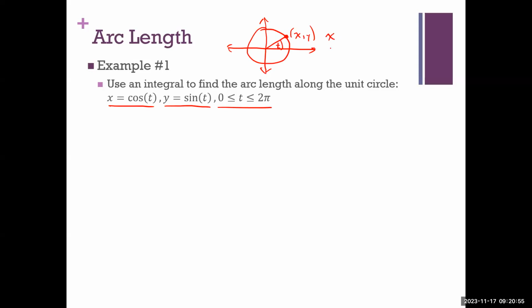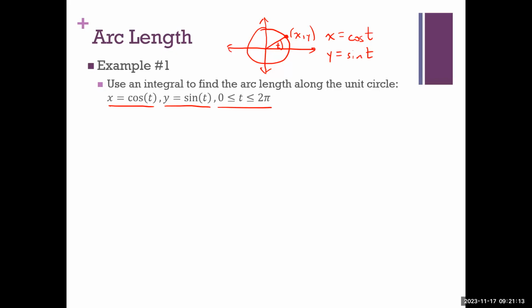What does the X value come from? What does the Y value come from? Those are inside. Yeah, those are cosine of T and sine of T. So those are exactly the parameters, or the parametric equations, I've set up here.